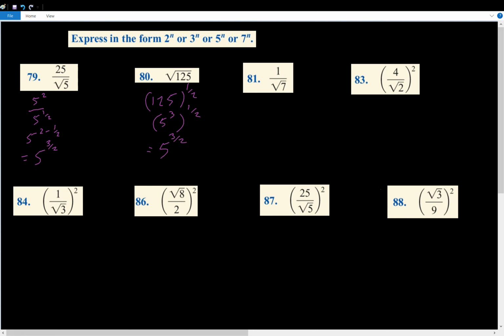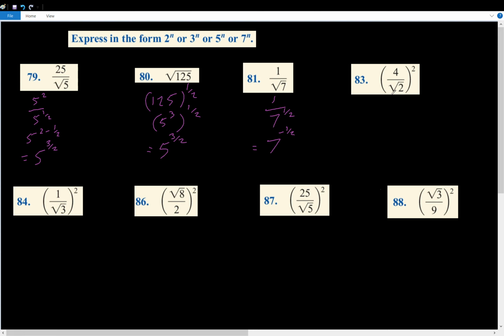For our next one, it looks like it's going to be with a base of 7. So on the bottom of our fraction, we're going to have 1 over 7 to the power of a half. But our negative power rule will help us with this next bit. When we bring the 7 above the line, so we just get 7 instead of 1 over 7, we change this from a half to negative a half. So it becomes 7 to the power of minus 1 over 2.